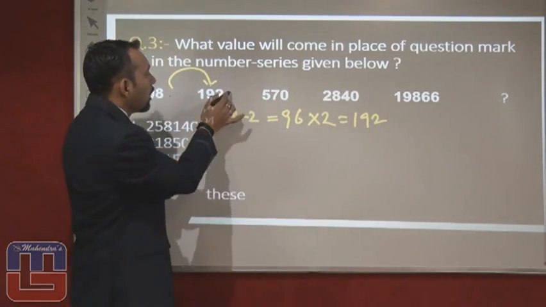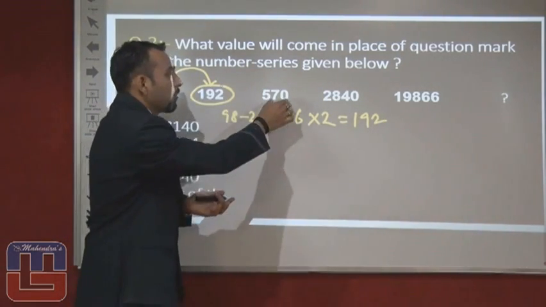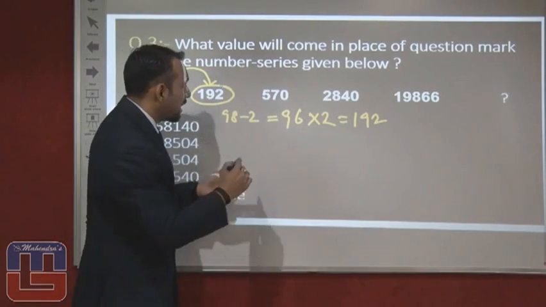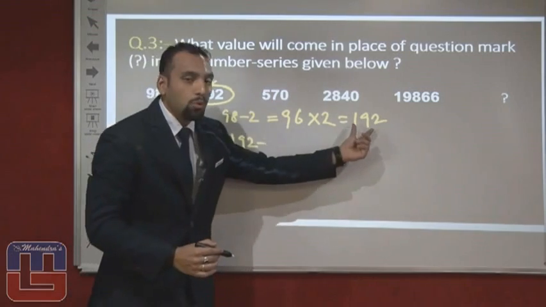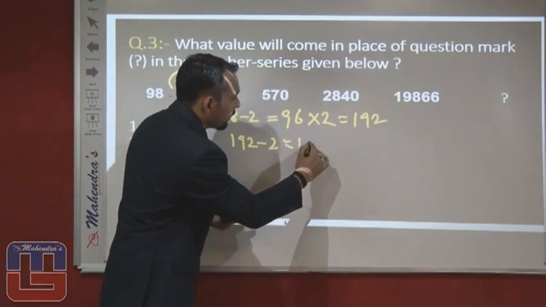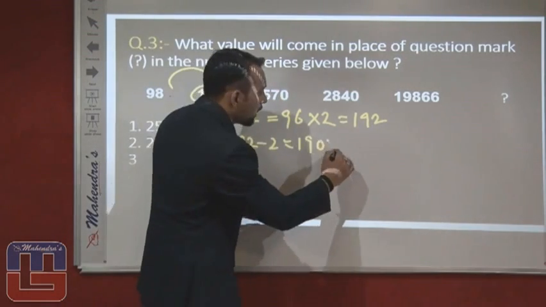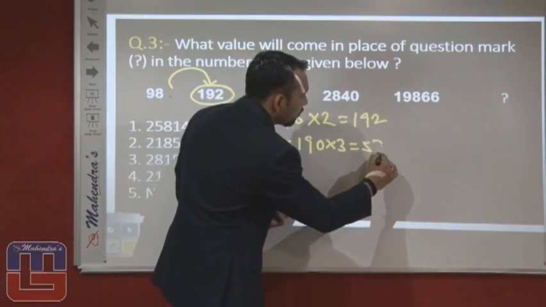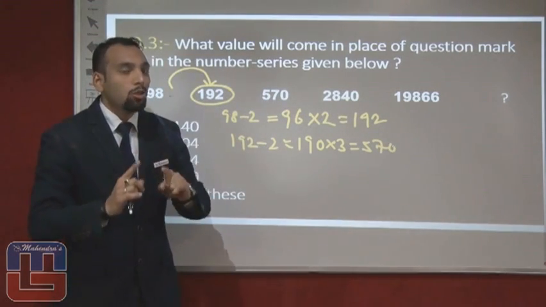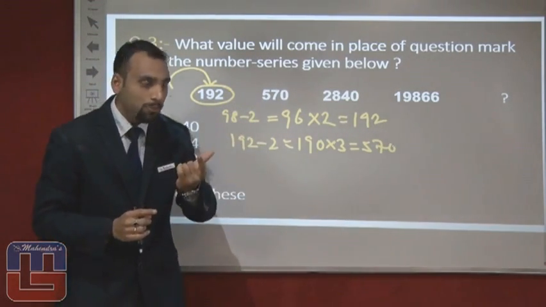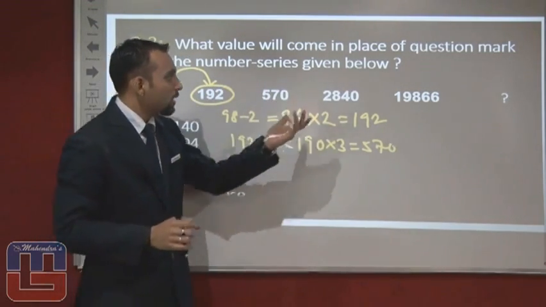As you all know, if we multiply 190 by 3, we will get 570. That means the logic is, if you subtract the same 2 from 192, you will get 190, and multiplied by 3, that will be equal to 570. That means we are getting a logic, and the logic is we have to minus 2 and multiply by 2, then 3, and then 4, and so on. So let us take the next one.